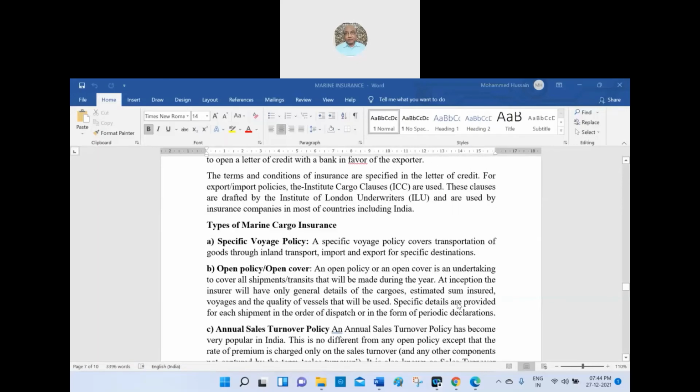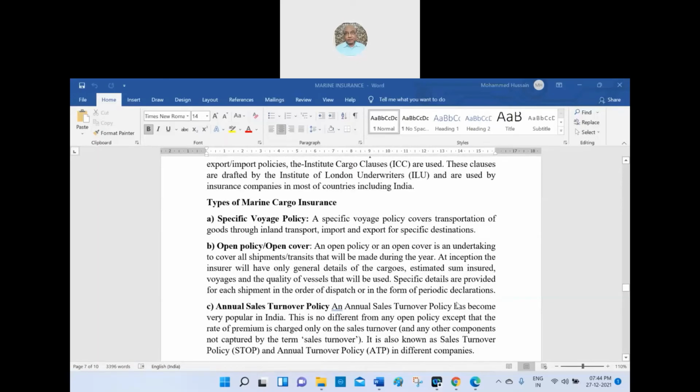Now we will see the types of marine cargo insurance. What are the types of marine cargo insurance? Can anybody read it? A?